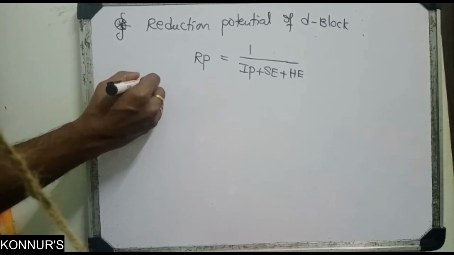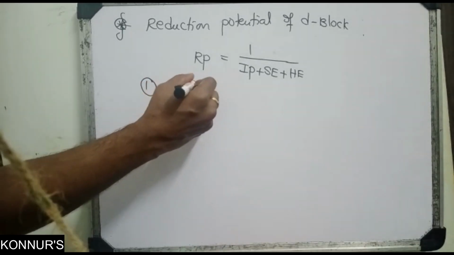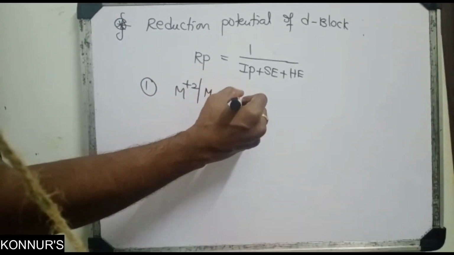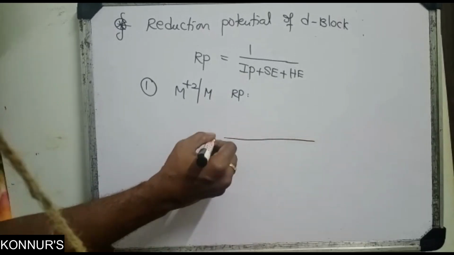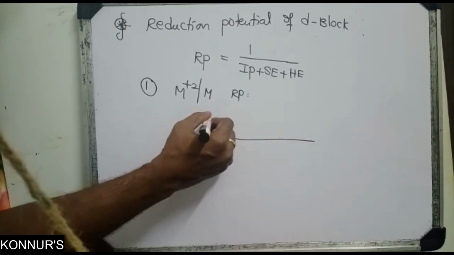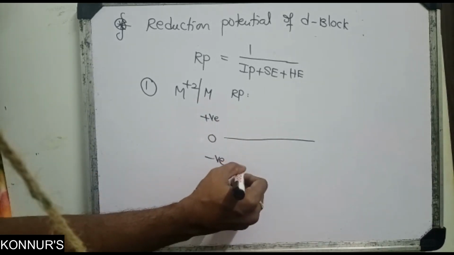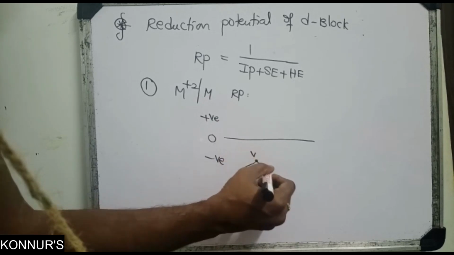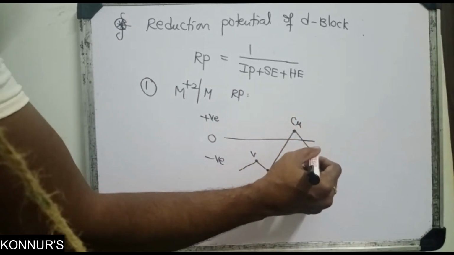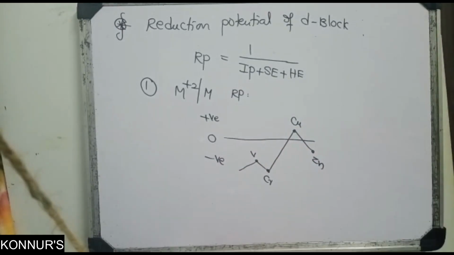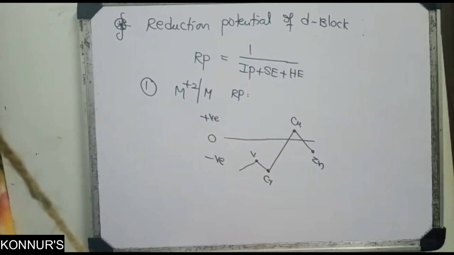Generally the d-block elements show a +2 oxidation state, so we consider M+2 to M reduction potential values. Suppose you take 0, this side negative, this side positive. In the 3d series, the values are observed for vanadium, chromium, copper, and zinc. In the 3d series only copper has a positive reduction potential, and the remaining are all negative.